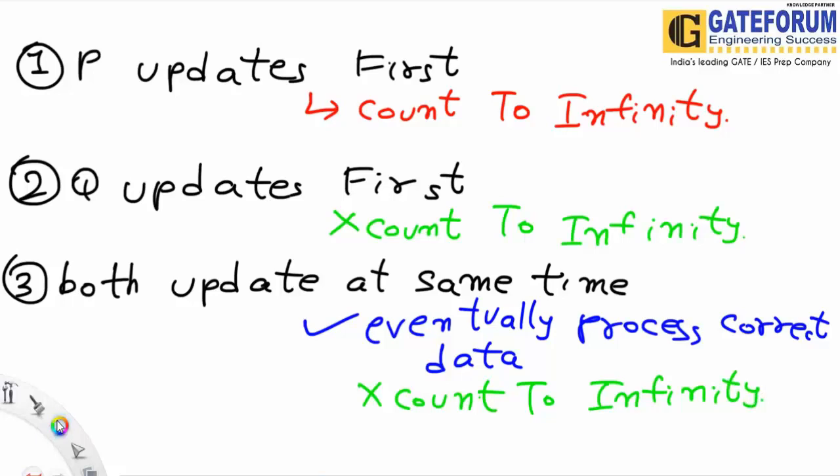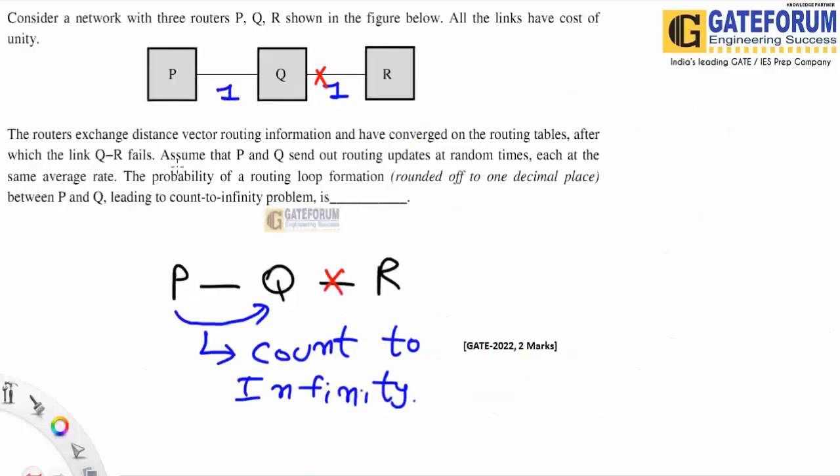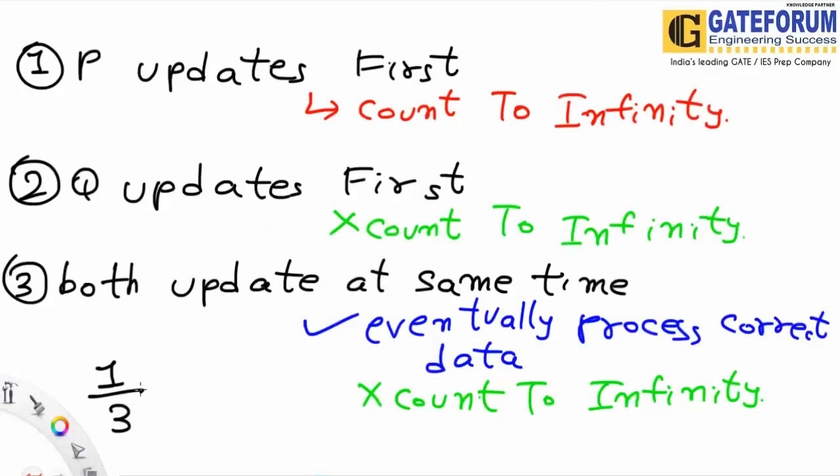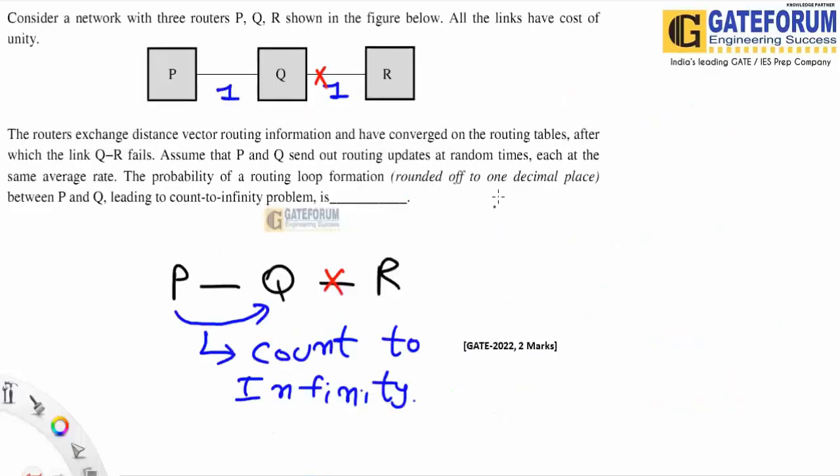So we can say we have three scenarios, out of which only in the first scenario you will have count to infinity. In the next two scenarios you won't be having count to infinity. So basically the probability of count to infinity is 1 by 3. They have asked what is the probability of causing count to infinity. So out of three possibilities, the possibility of count to infinity is 1 by 3, which is basically 0.3. So the answer to this question, rounded up to one decimal place, would be 0.3.